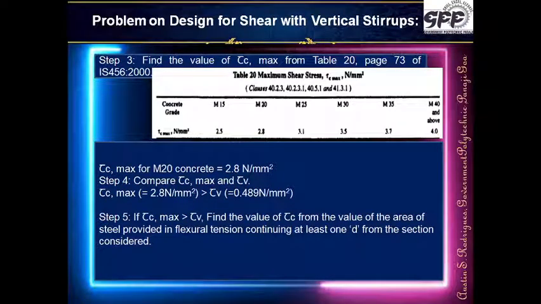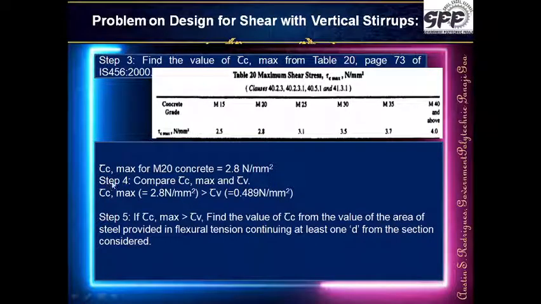Having got the nominal shear stress, let us find out the maximum shear stress the concrete can take by itself without crushing. So that is, find the value of tau C max from table number 20 on page number 73 of IS 456-2000. Now over here for M20 concrete, the value of tau C max is 2.8. So tau C max for M20 concrete is 2.8 Newton per mm square.